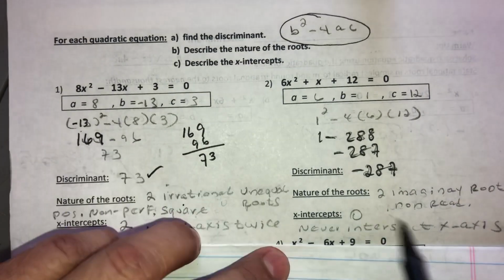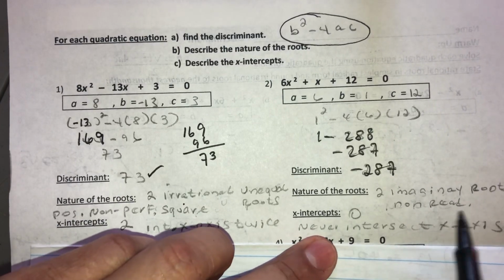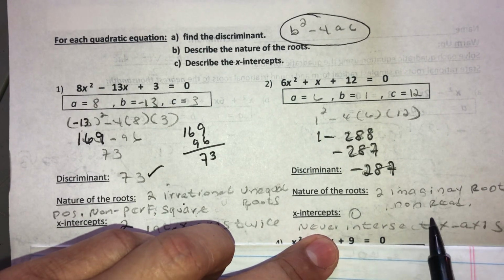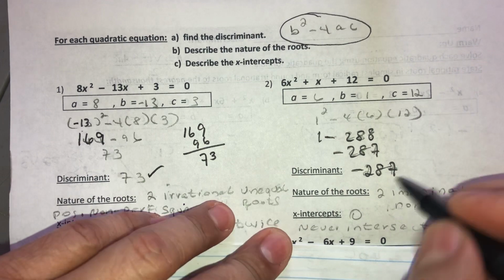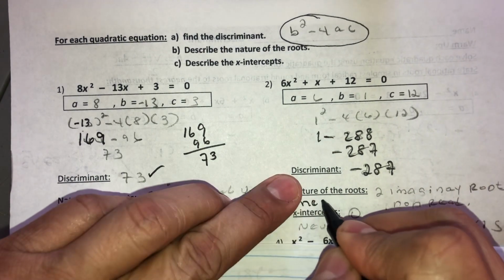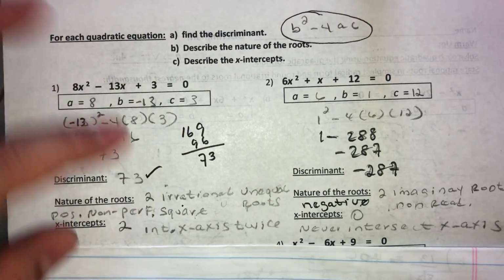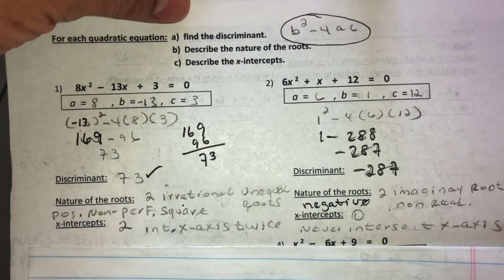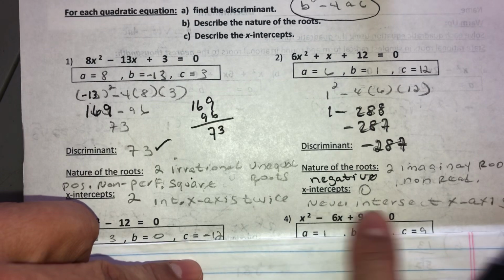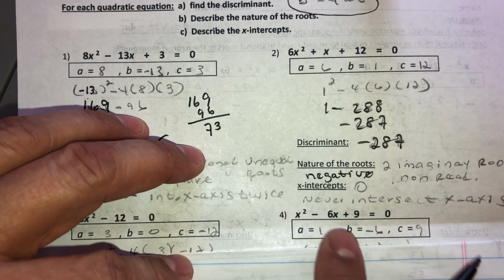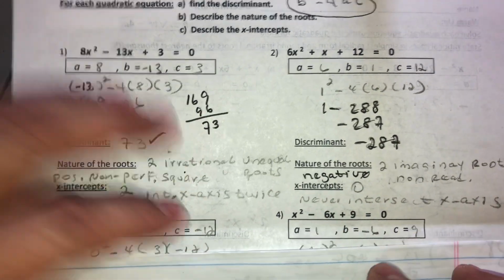You know, it's negative, so the roots are going to be imaginary. Two imaginary roots, non-real, okay? Because the discriminant is negative, you cannot have real roots, all right? And it never touches the x-axis, okay? It never does. So it never intersects the x-axis.